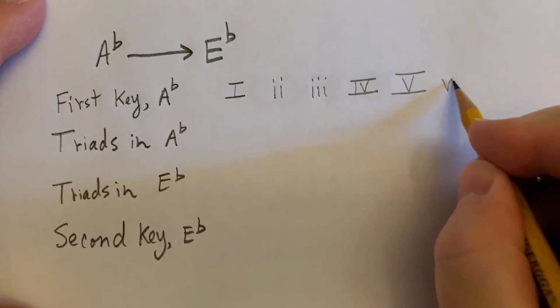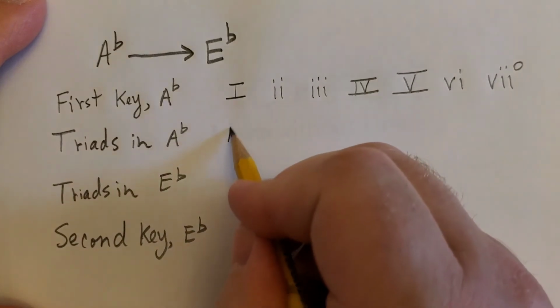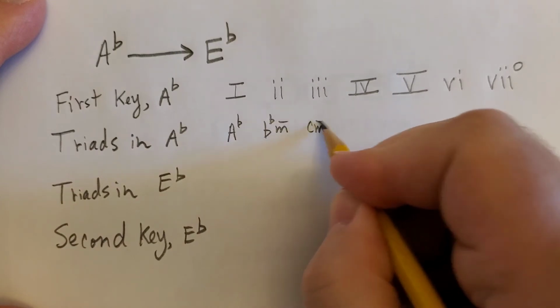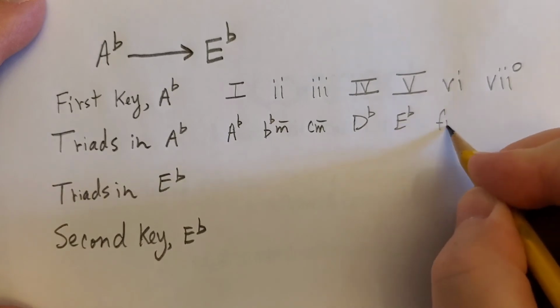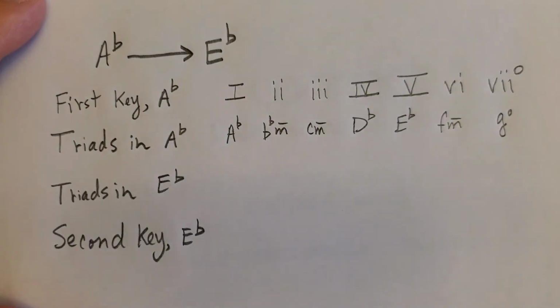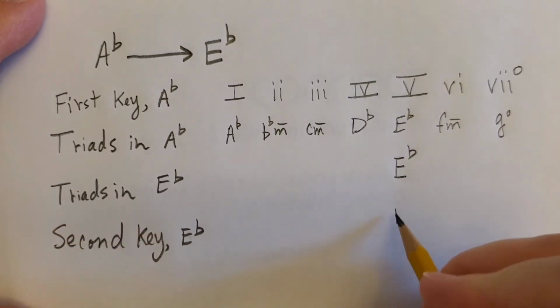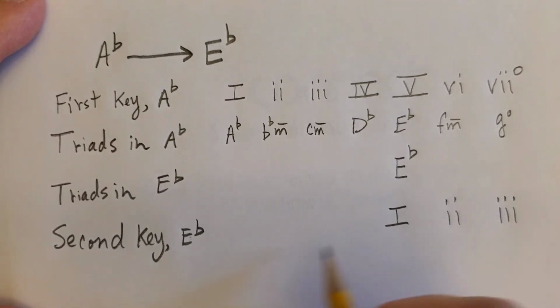All right, so it's checking your answer here. Careful to make sure that you're in the key of A flat. So A flat is 1, B flat minor is 2, C minor is 3, 4 is D flat major, 5 is E flat major, 6 is F minor, and 7 is G diminished. Diatonic chords in the key of A flat major. Now you're going to line up the letter names in the key of E flat. So right here is where you're going to start with a tonic. And then you're just going to write the diatonic chords in the key of E flat major.